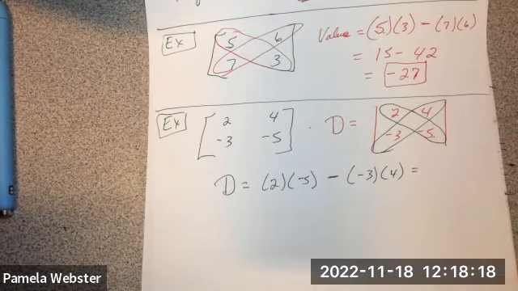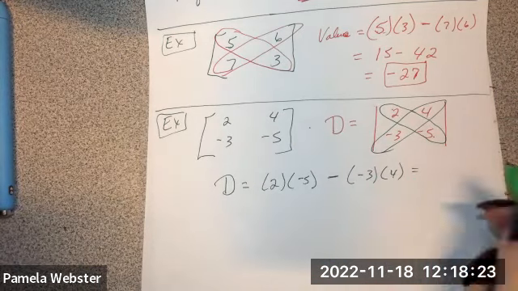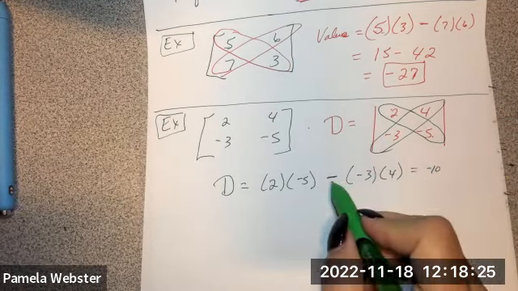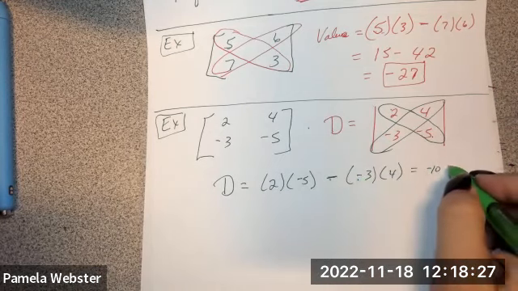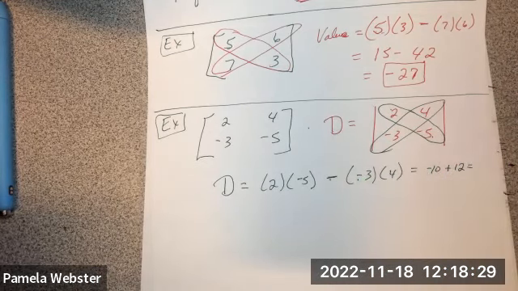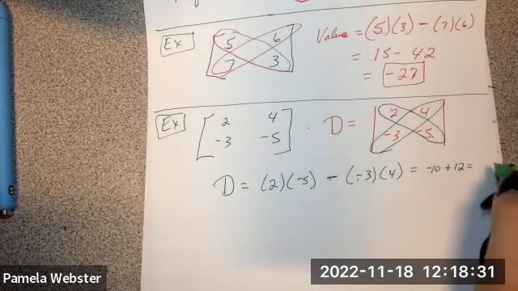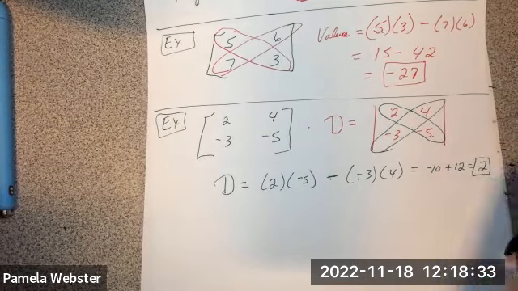Okay. So then I just find a value. So this is 2 times -5 is -10. Negative times a negative is going to be a plus 12. So -10 plus 12, the value here is a 2.